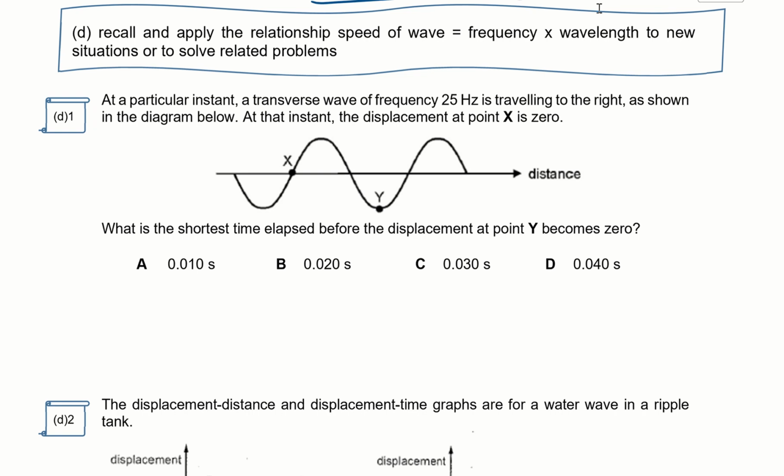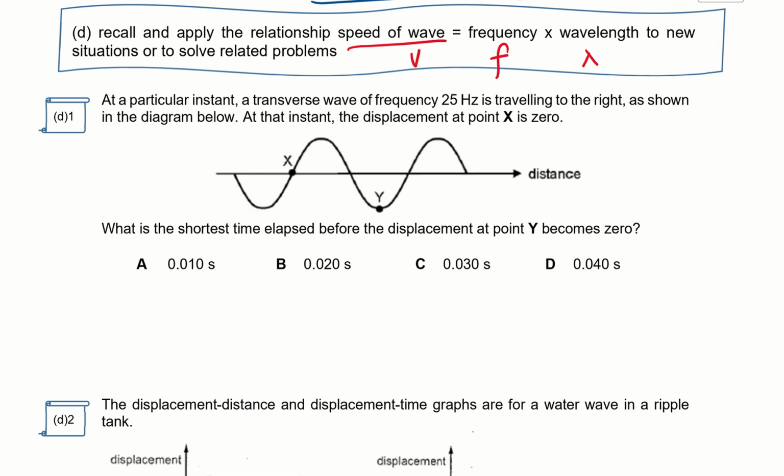Okay, for this video, we'll be going through general properties of waves, success criteria D, which is recall and apply the relationship speed of wave equals frequency times wavelength. So this one will be our V, this is F, and this is wavelength, to new situations or to solve related problems. So basically, you are going to apply what we have learned previously.